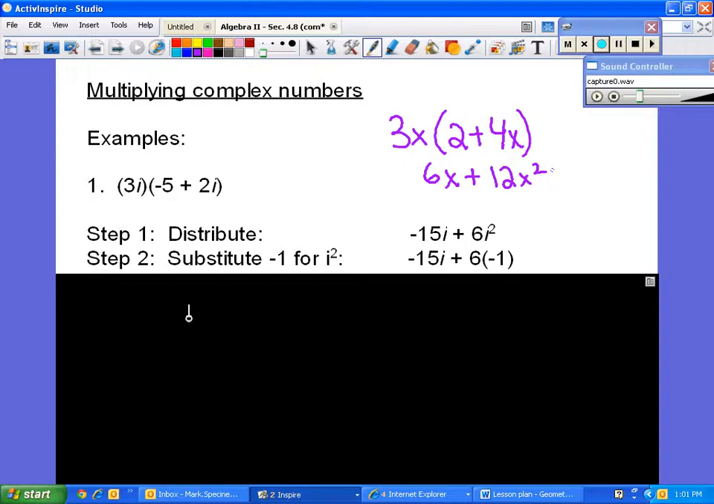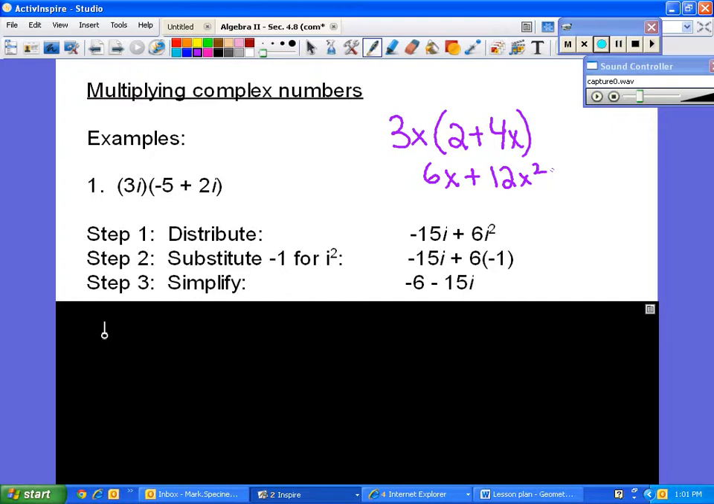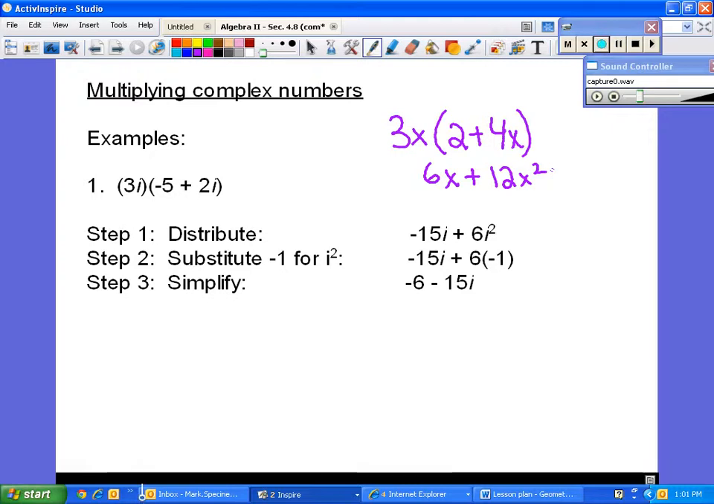Okay, now we know that 6 times negative 1 is negative 6. Now you have to be careful, okay? If you have this, and you leave that as your answer, you're not going to get full credit. Does anybody know why? That's what I want to know.